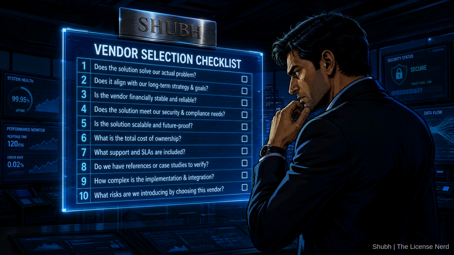For a typical enterprise spending $50 million annually on software, a well-implemented SAM tool delivers $3 to $8 million in annual savings. That is a 6 to 16 times return on a $500,000 annual investment. Here is your SAM tool selection checklist. The 10 questions you must ask every vendor before signing.